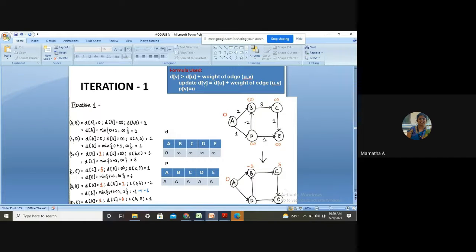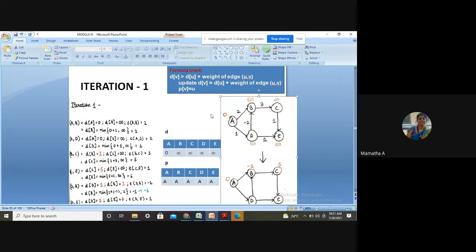And I have another array, which is the path array. So P of V equals U. Why did I update P of V equals U? You can observe that P of V is updated to U because we have to take the minimum. Since dv got updated, I am reaching V via U. So you have to update the path of V, it is via U. Are you understanding, students? Okay.